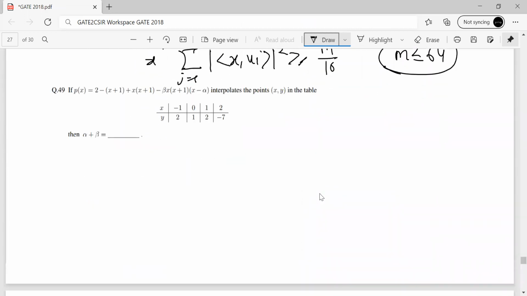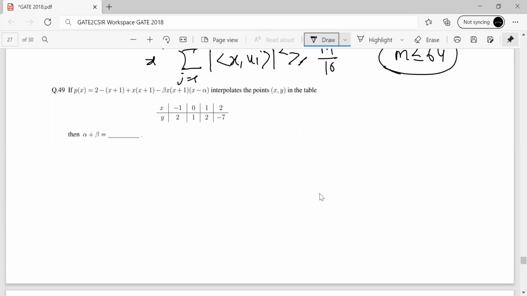Okay, and now let's solve this 49. So let us solve 49 now. Even this sum is quite simple. See, I'll not apply Lagrange interpolation because it is given that p of x interpolates these points. So I'll use one of these points and find out this value. Okay, what does it give me?